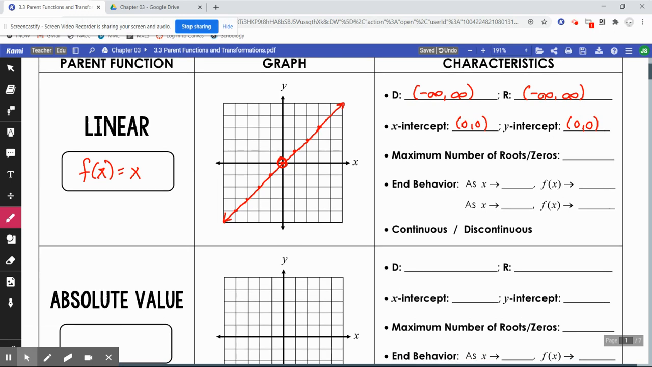Maximum number of roots and zeros. Again, what we mean by roots or zeros is where a graph crosses the x-axis. If you have a line, you can have a maximum of only one intersection point.